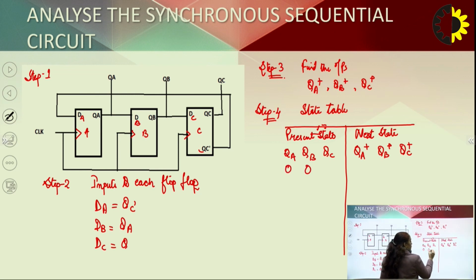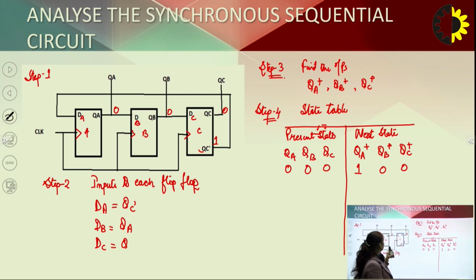So suppose your outputs are initialized to 0 0 0, right? So initial outputs are 0 0 and 0. So here QC bar will be 1. Now we can see that this 1 is connected to the DA input, right? So its next state will be 1 0 0. Whenever your clock pulse is applied, this 1 will appear at this output node, right? Again here your value is 1.